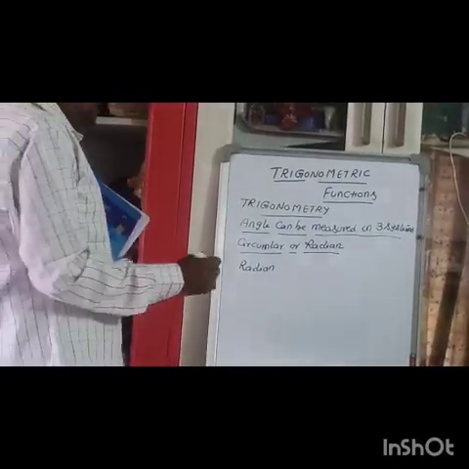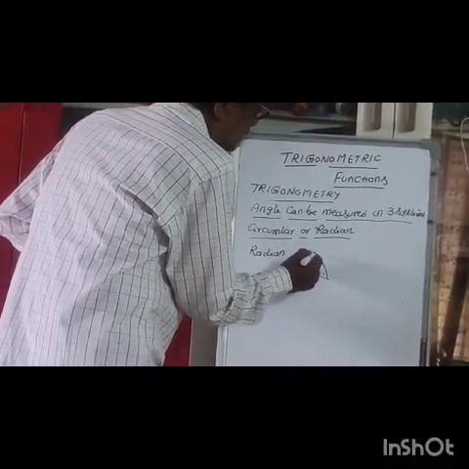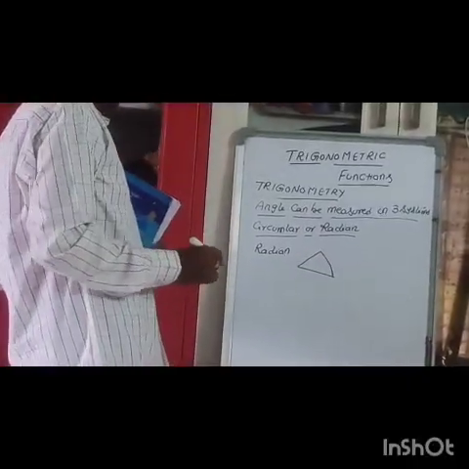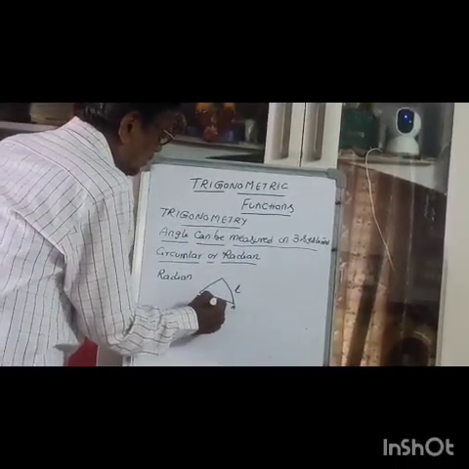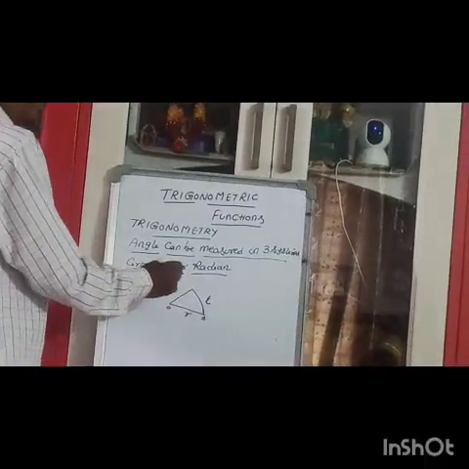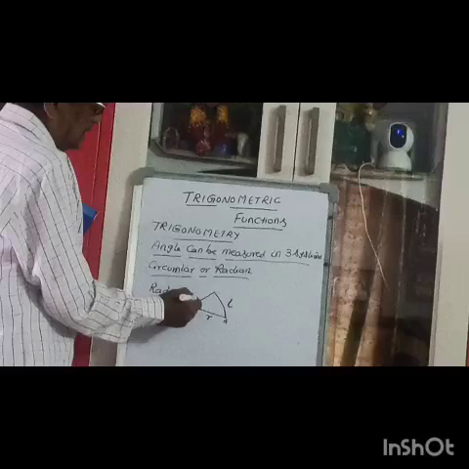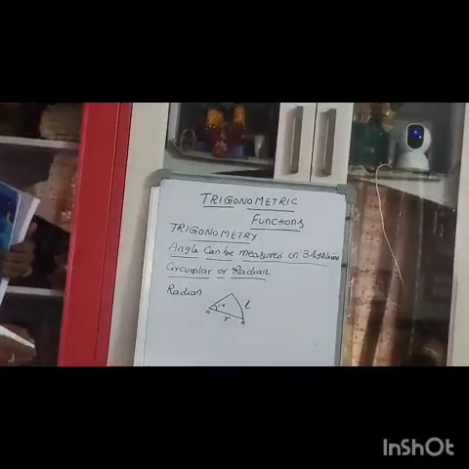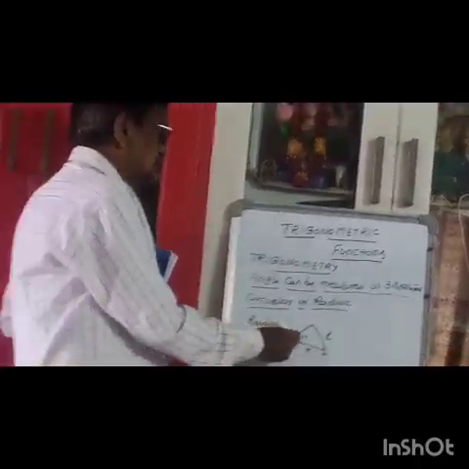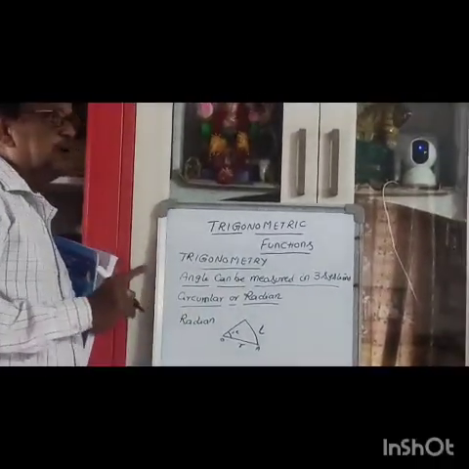Consider an arc OA of length L. The angle made at the vertex by an arc whose length is equal to r, in anti-clockwise direction, is called 1 radian.